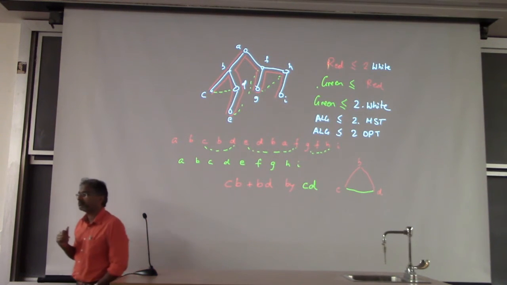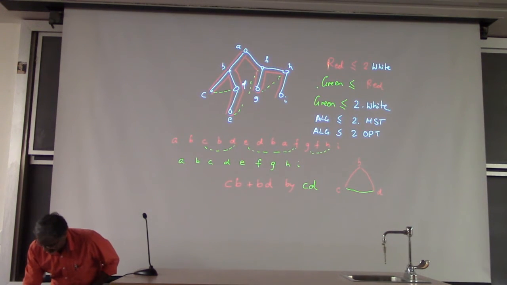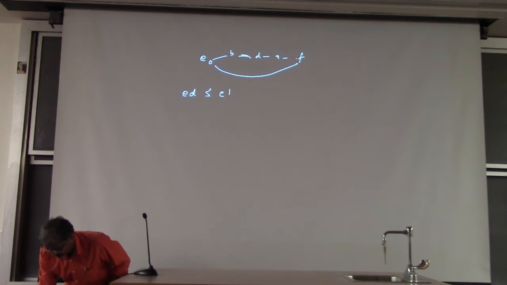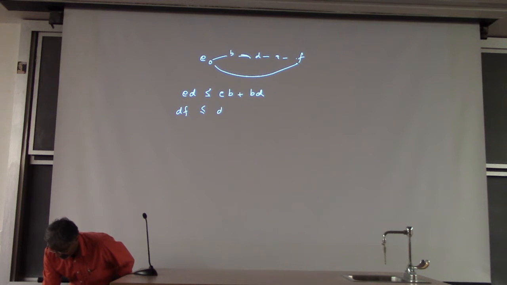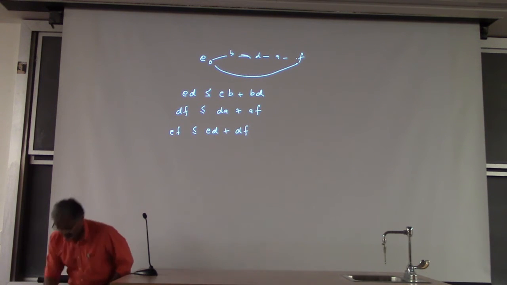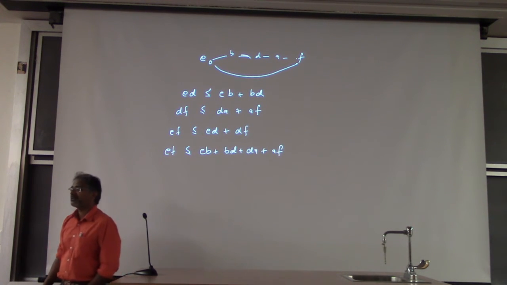But how can you use the triangle inequality for E, D, B, A, and F? Okay, so I want to show that if I go from E, B, D, A, F, it's quicker to go this way, right? So we can write this out as a series of inequalities. E to D is less than or equal to EB plus BD, right? D to F is less than or equal to DA plus AF. E to F is less than or equal to ED plus DF. Therefore, EF is less than or equal to EB plus BD plus DA plus AF. You just chain the inequalities.